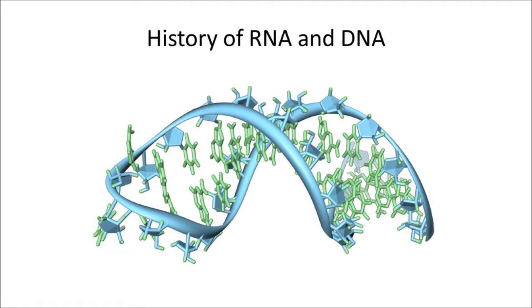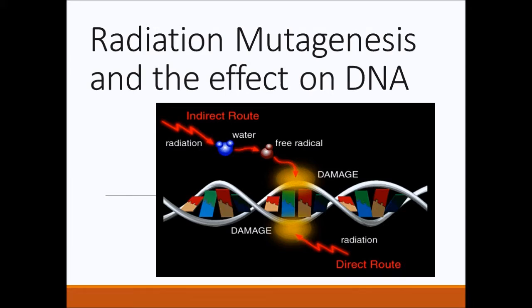It is believed that RNA was the original molecule that carried the genetic code, and over time, DNA became the genetic carrier. Scientists believe that DNA is less reactive than RNA and has a more stable structure, which is why it's better suited to carry the genetic code.